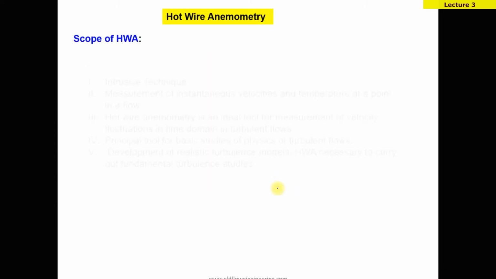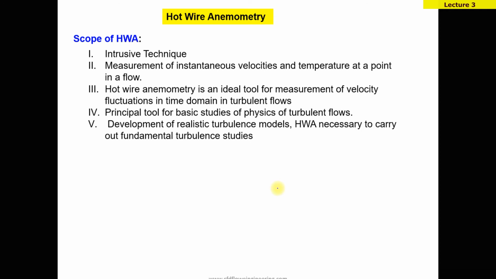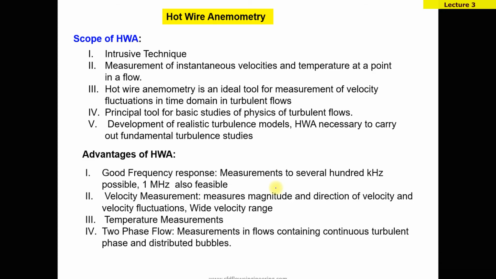Then hot wire anemometry. This is an interesting technique. We put a probe inside the flow, and this technique is very useful to find out high speed turbulent flow, and it captures fluctuations up to 1 megahertz frequency. That means fluctuation up to 1 megahertz is possible using this hot wire anemometer technique.